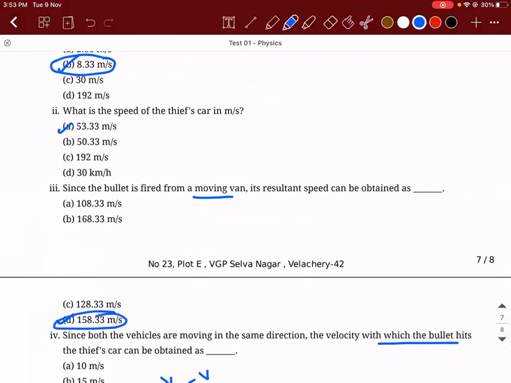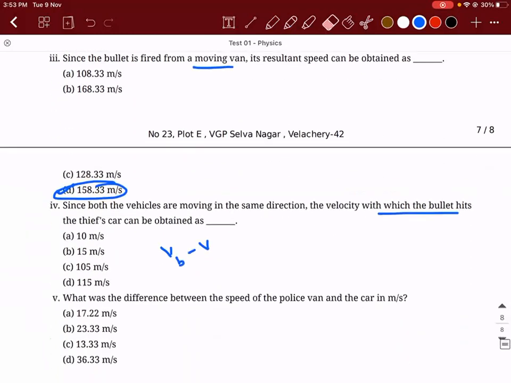158.33 minus 53.33. How much is the answer? 158.33, 53.33, 105. Yeah. So the bullet is actually hitting the thief's car with a speed of 105.